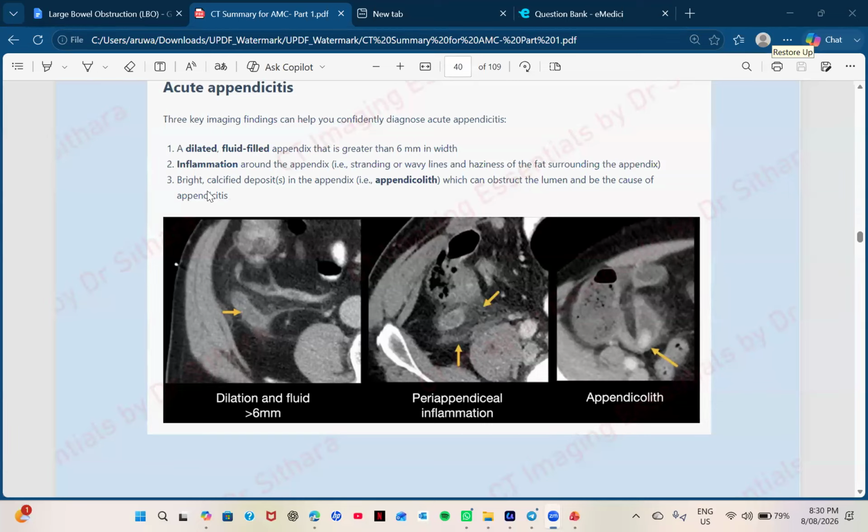And the bright calcified deposit in the appendix, appendicolith, here. You can see the calcification in bright color, and the deposit you can see here, right? We call it appendicolith, which can obstruct the lumen and be the cause of appendicitis, right?